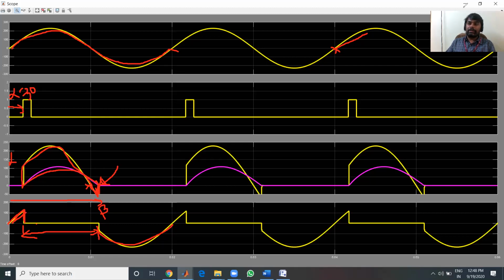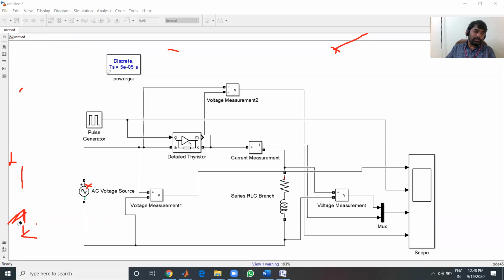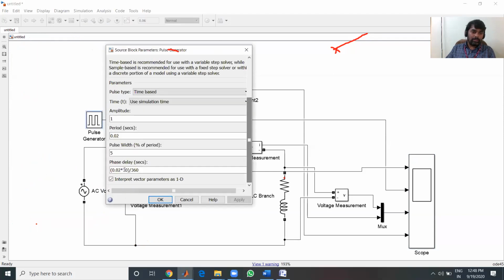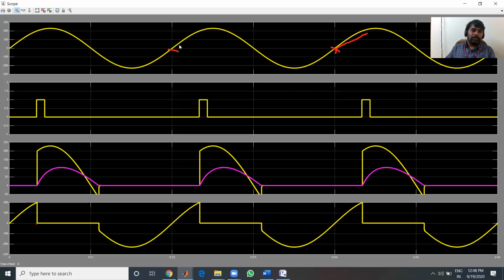Now you can also see the waveform at alpha equal to 60 degrees. In order to get the waveform at alpha equal to 60 degrees, you just replace the 30 in the pulse generator with 60 degrees. So you just double click on this pulse generator, replace the 30 with 60, and again run the model. You can see the waveforms like this.